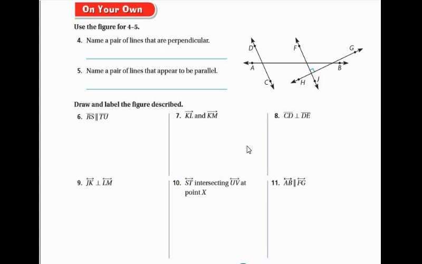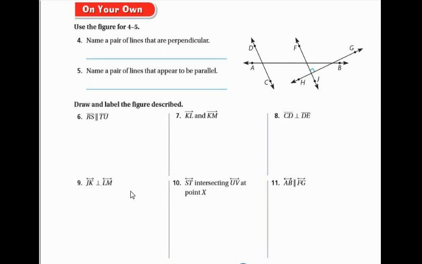Draw any angle, right angle or obtuse or acute. It's up to you. You're free to choose any one. Just draw an angle. Number 8, line segment CD perpendicular to line segment DE. This is the sign of perpendicular. And this is line segment. Number 9, it's line JK perpendicular to line LM.